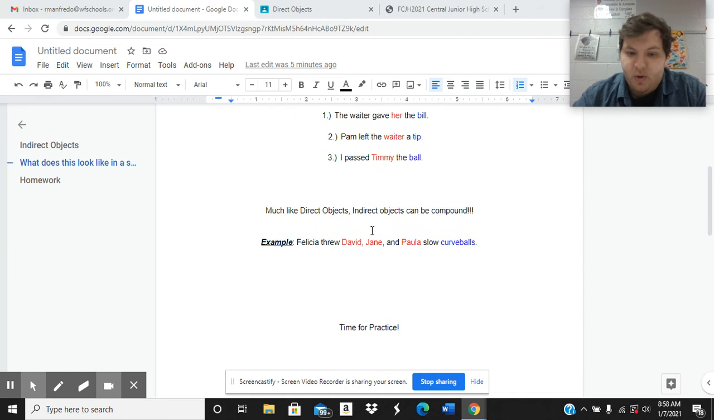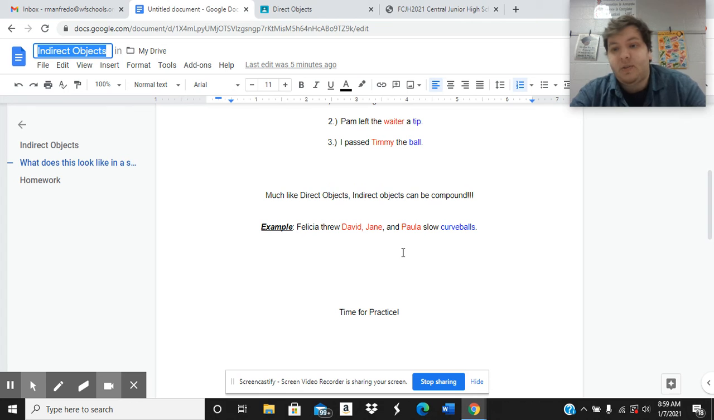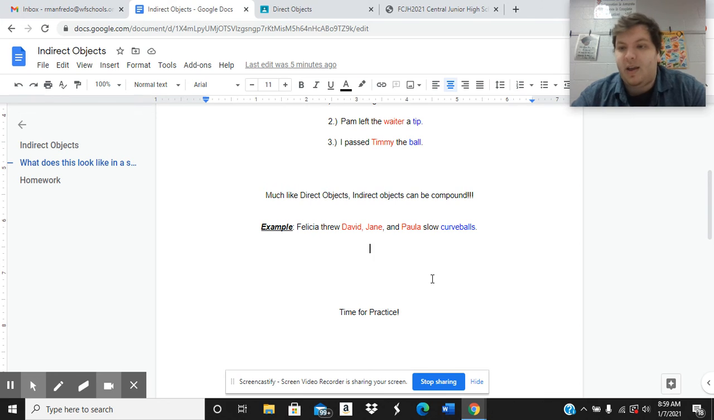There's one more thing that you need to remember when you're finding a direct object or an indirect object. They can also be compound, just like direct objects. I had a student email me today and ask me if direct objects can be compound. Yes, they can. It went over that on the first page of your direct objects worksheet. And much like direct objects, indirect objects can also be compound. So you've got to be careful with that. If multiple people, if multiple things are receiving that direct object, then they are all part of your indirect object.